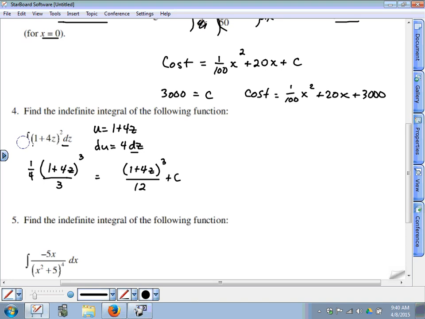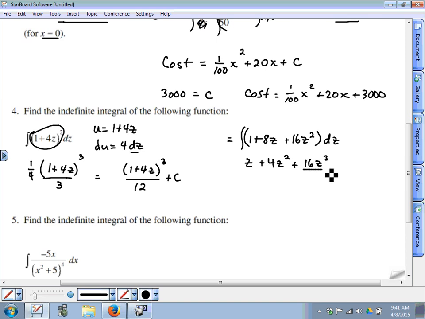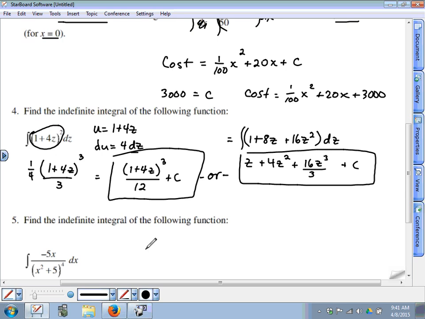Or you could simply, let me start again here, you could expand this binomial. 1 plus 4z squared is 1 plus 8z plus 16z squared. So you can expand the binomial using the FOIL property, and then you can just integrate each term separately. So you either have this, or you have that.